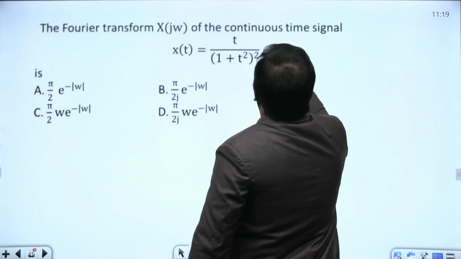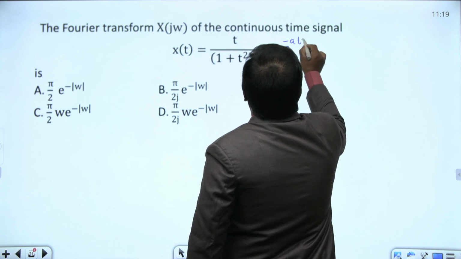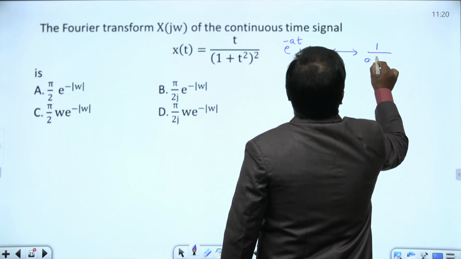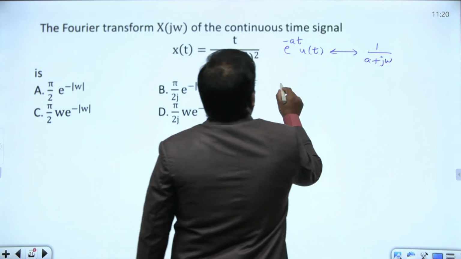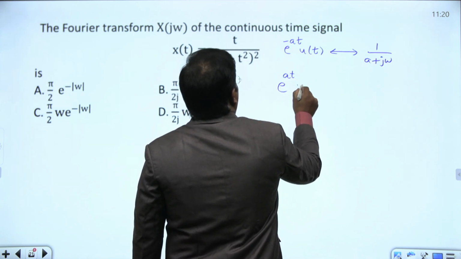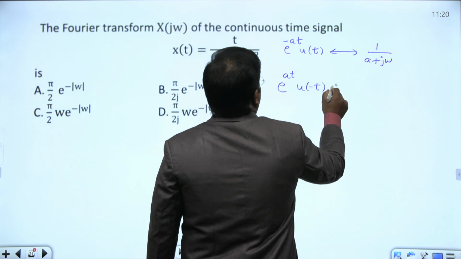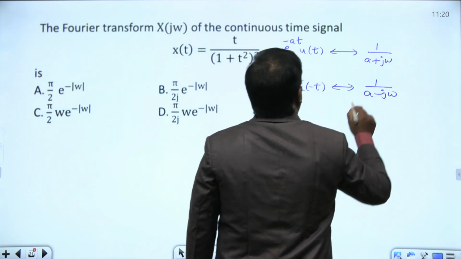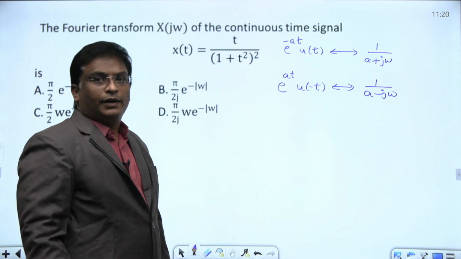Actually, we learned something: e power minus at signal into u of t. For this signal, what is the Fourier transform? 1 by a plus j omega, right? Similarly, suppose e power at u of minus t signal is given. What is the answer for this one? 1 by a minus j omega.